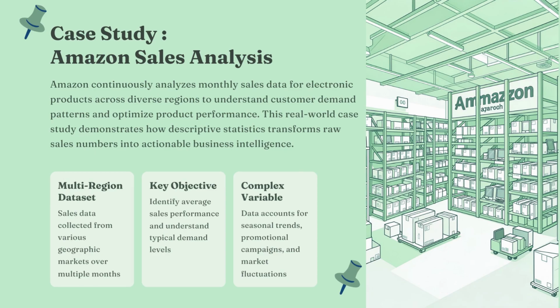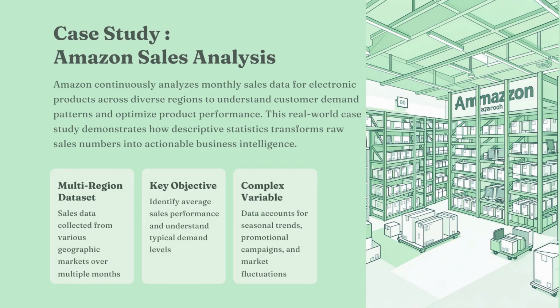Let us understand a real-world case study based on Amazon sales analysis. Amazon regularly analyzes monthly sales data of electronic products across different regions to understand customer demand and improve product performance. The dataset includes multi-region sales data collected over multiple months, making it large and diverse. The key objective here is to identify average sales performance and understand typical demand levels using descriptive statistics. The data also involves complex variables such as seasonal trends, promotional campaigns, and market fluctuations, making descriptive measures essential for converting raw sales numbers into meaningful business insights.